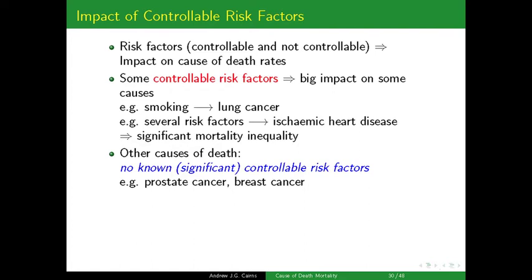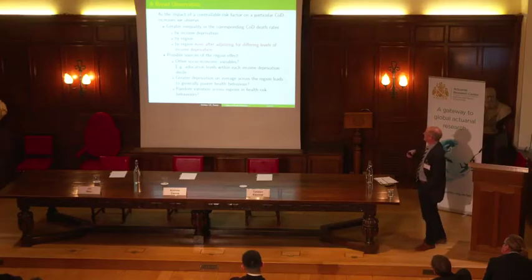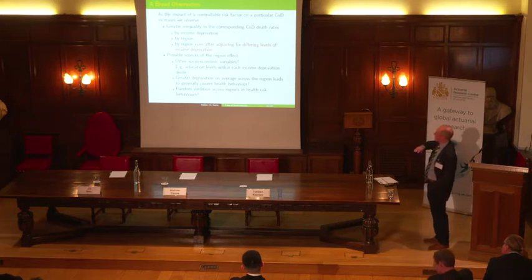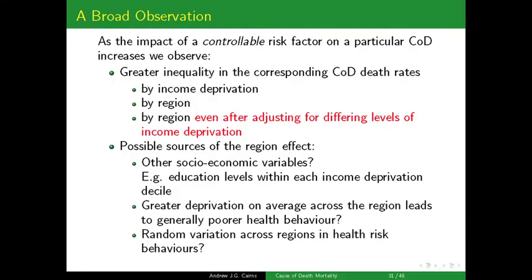But then there are other causes of death where there are no known significant controllable risk factors. So prostate cancer and breast cancer are examples of that. So what do their charts look like? Now, before I show that, we can also just observe that as the impact of a controllable risk factor increases, we see increasing inequality in terms of deprivation and by region, even after you've adjusted for differences in income deprivation.